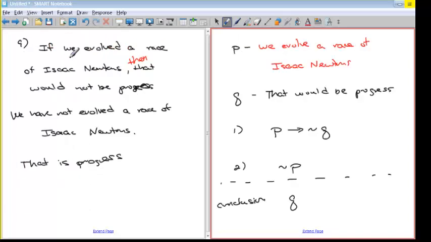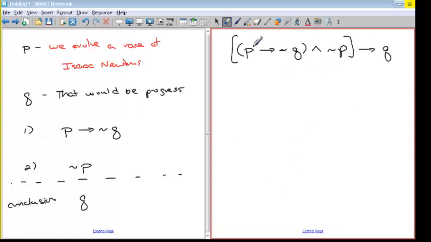Again, we take the original written words, identify a P and a Q, which are the statements that make up the argument. We rewrite the written argument as a logic argument using symbols: premise, premise, conclusion. Then we make this long expression out of the two premises, which are connected by an AND, and then we have the conditional to the conclusion. Okay, and then we make up a truth table based on this logic expression.